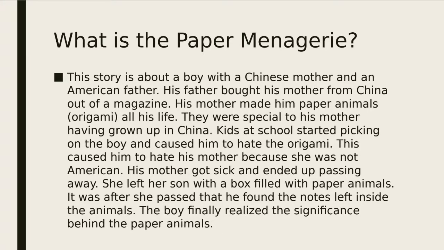So first we just started with a summary of what the story is about, and it's basically about this little boy, and his mother is Chinese and his father is American, and his father bought his mother from a Chinese magazine, and when he was little, his mom started making him origami animals, which he thought were real life and would move and everything.